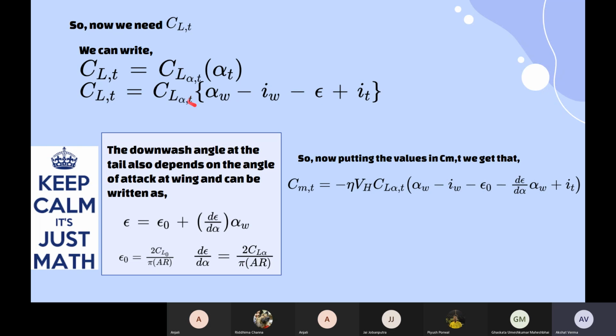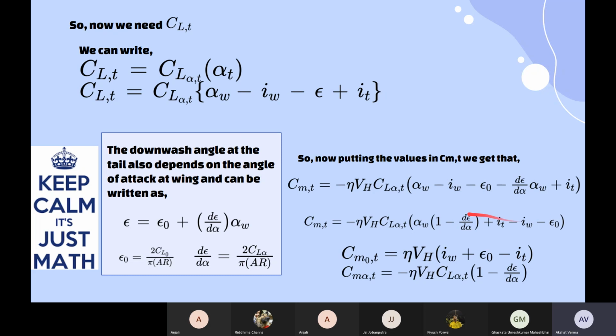If you substitute this CLT value in the previous equation of CMT which you got, this will come out to be this. Clubbing these particular coefficients together, that is clubbing the terms dependent on alpha of wing together and the constant term, you get the two main factors which are important to understand the contribution of the tail in your whole moment. So this Cm naught T will come out to be this, that is the constant term in this equation, and this Cm alpha T will come out to be this, that is the coefficient of this alpha wing, which can also be looked at as the slope of the Cm and alpha W curve.